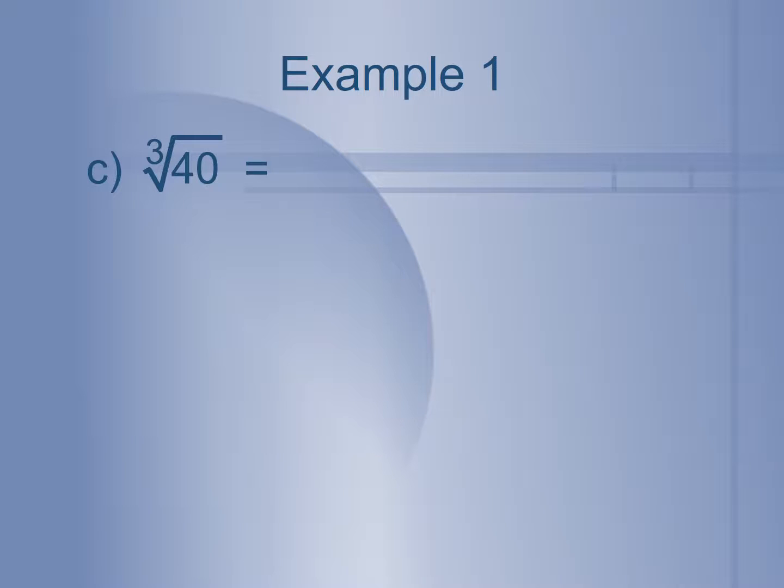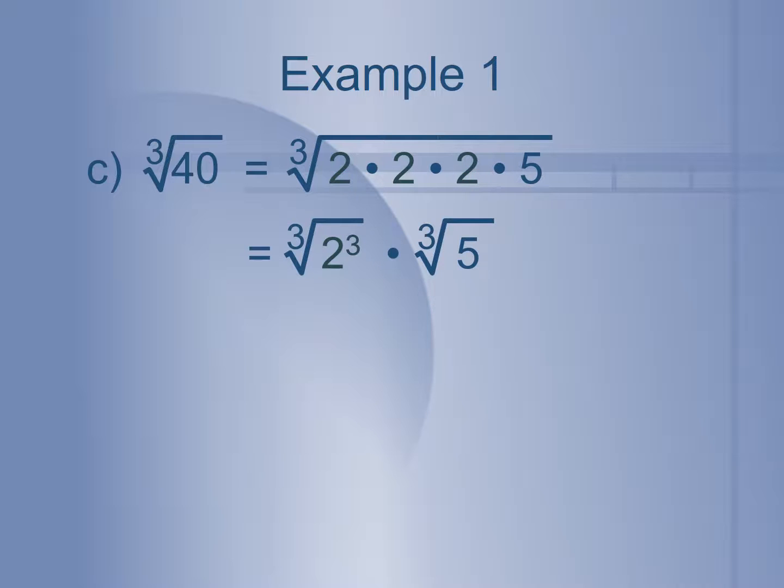For this one, I'm looking for the cube root of 40. Now I'm not looking for perfect squares, but I'm looking for perfect cubes. If I were to rewrite 40 as a prime factorization, it would be 2 times 2 times 2 times 5. 2 times 2 times 2, that's a perfect cube, so I'm going to separate it. I have 2 cubed in one radical, and I have the 5 in the other radical, and they're still being multiplied. But now that I have cube roots, 2 cubed just becomes 2, and I'm left with 2 cube roots of 5.